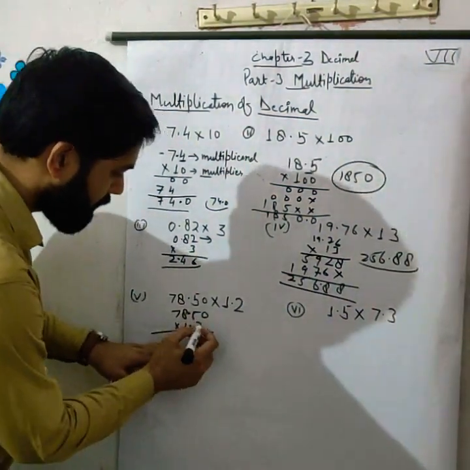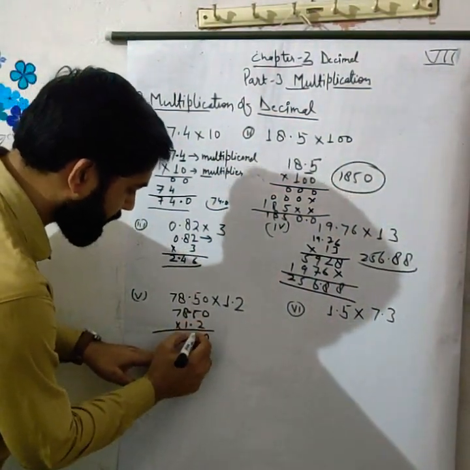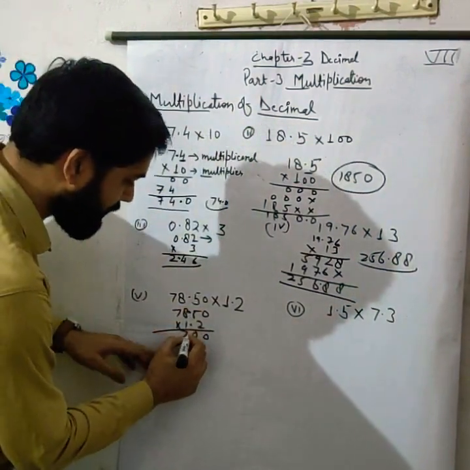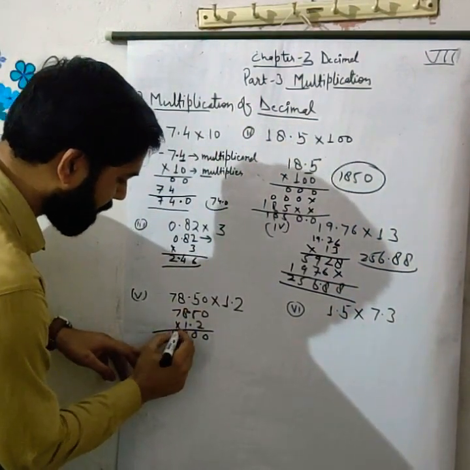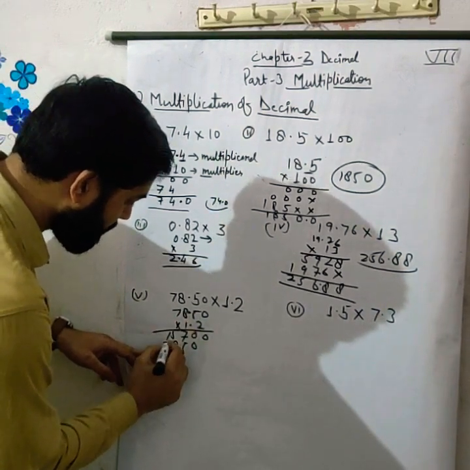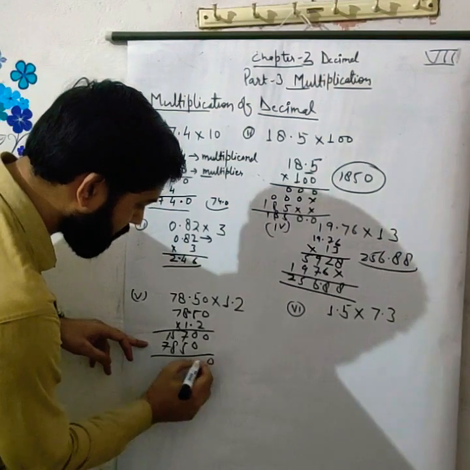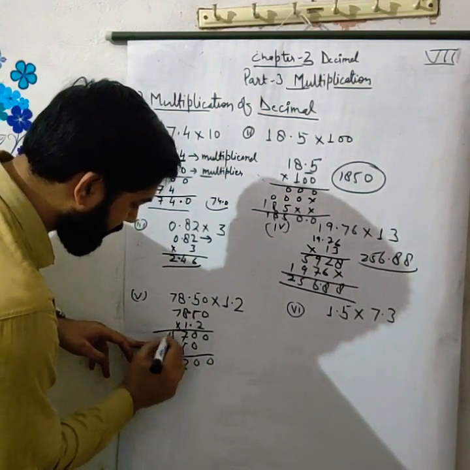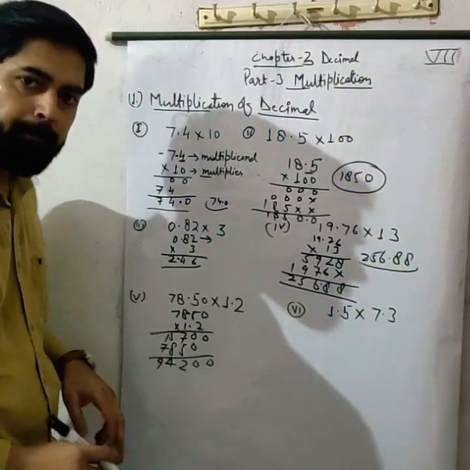So look here. 2 zeros are 0, 2 5s are 10, write 0, carry 1, 2 8s are 16 plus 1, 17, 2 7s are 14 plus 1, 15, 1 zero is 0, 1 5 is 5, 1 8 is 8, 1 7 is 7, and adding gives 9 4 2 0 0.